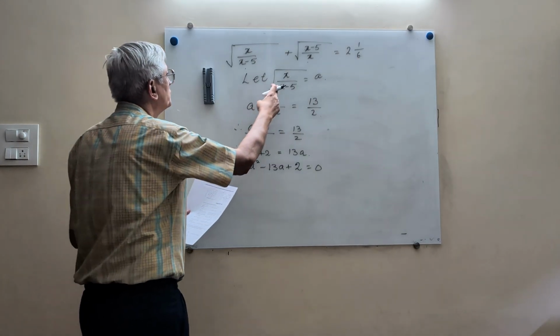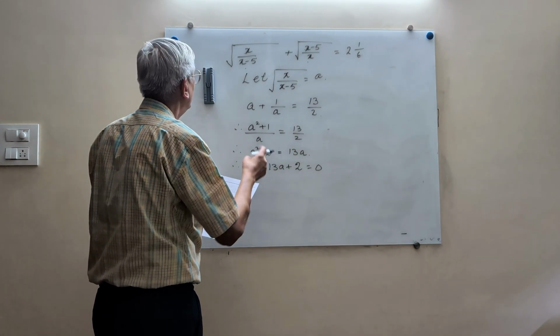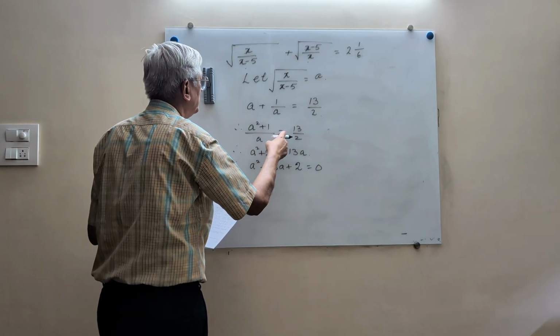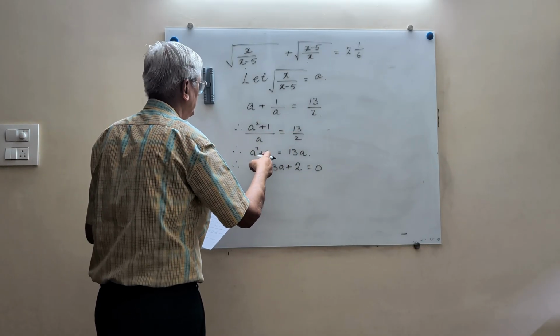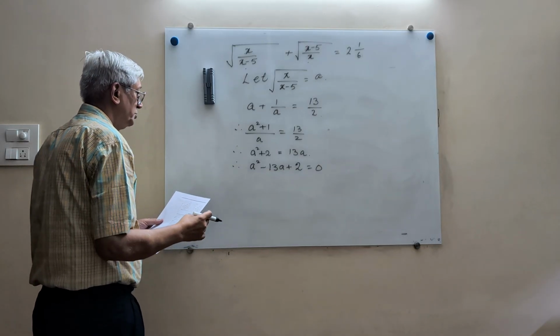A plus 1 upon a is equal to 13 by 2. Yeah. A square plus 1 upon a. So a square plus 2 is equal to 13a. So 2a square.